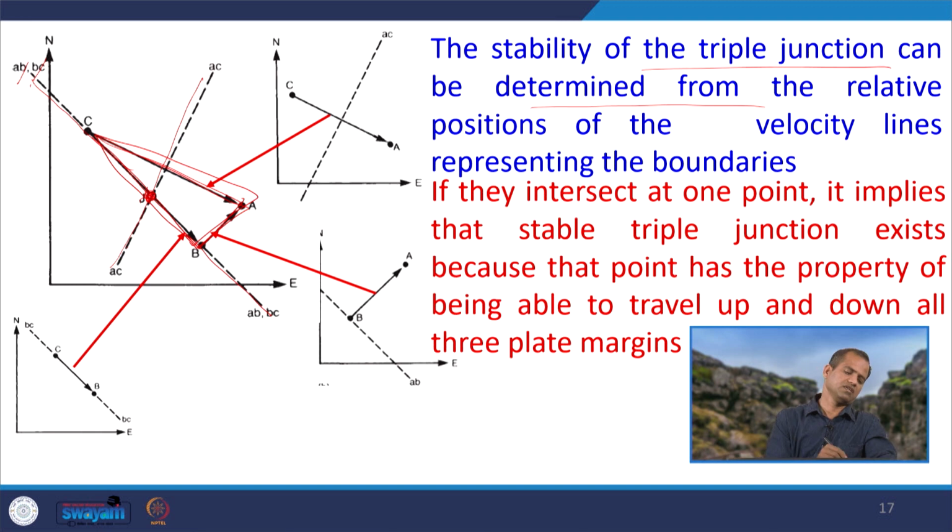So, that means this point may move up or down, or this way or that way. If it is moving up and down but remaining within the triangle, then its relative velocity is maintained, so it is a stable triple junction.